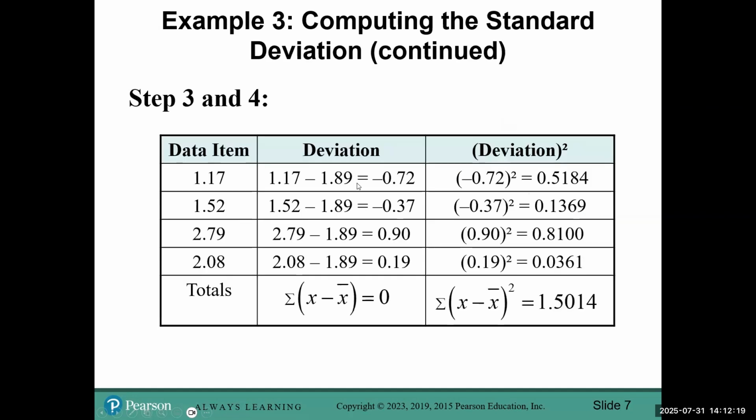And then here are those deviations. Then we're going to square each of them. Over here, I've got the difference between each data value and the mean, and here I have the square of that. Then I'm going to add up all of these values.